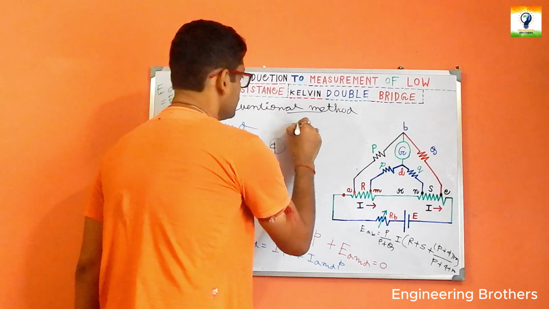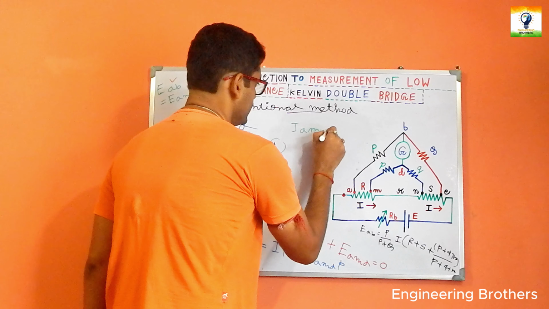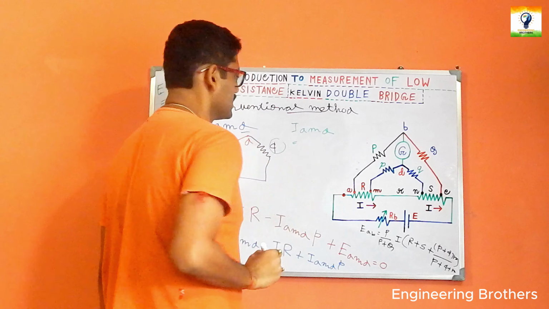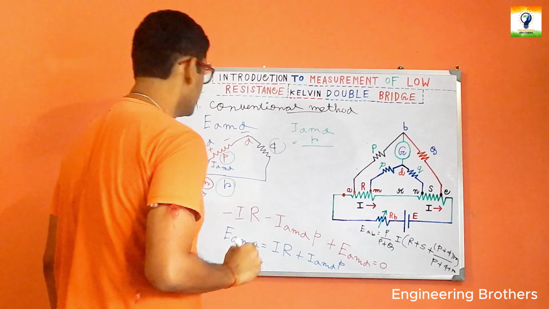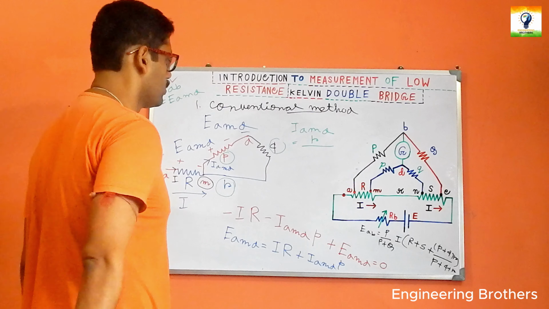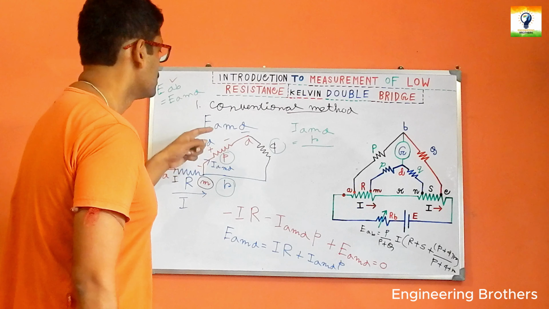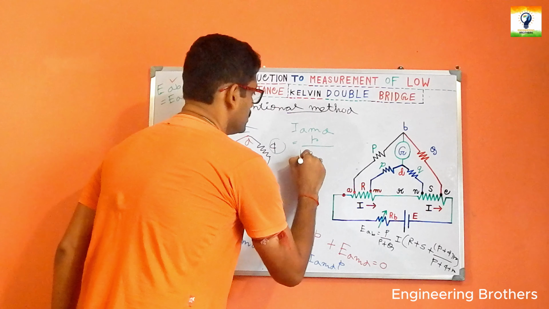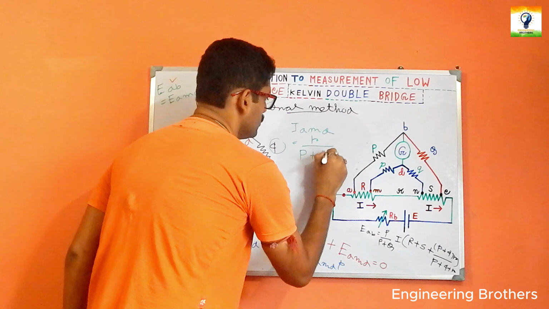Now, what is the exact expression for our IAMD? The opposite resistor, which is small r, divided by the total resistance of this overall path. What is the total resistance? Small p plus small q plus small r, multiplied by our total current. Which one is our total current? The total current is bigger I. So this is our expression for IAMD, and we need to put that expression over here to get the voltage expression for our EMD.